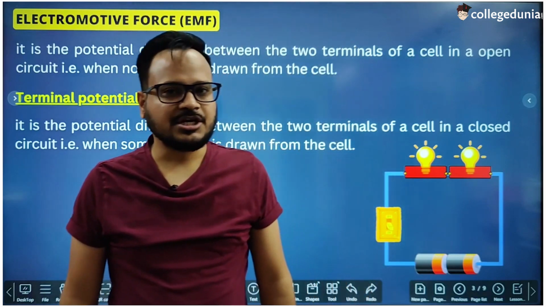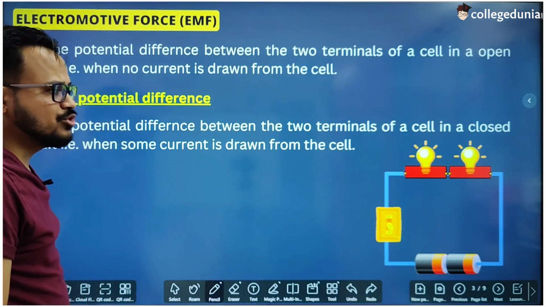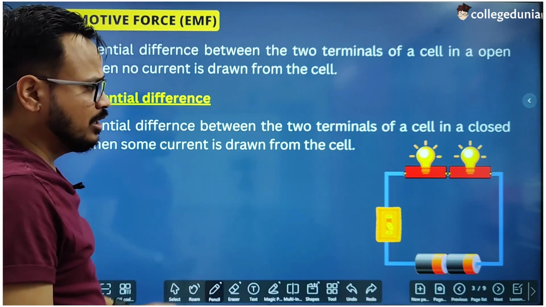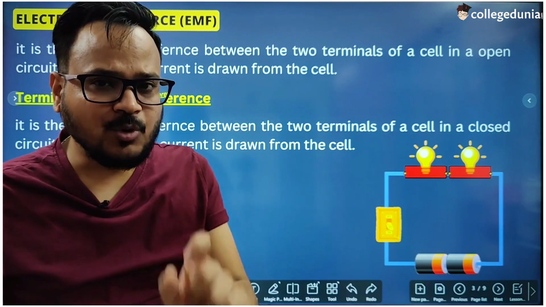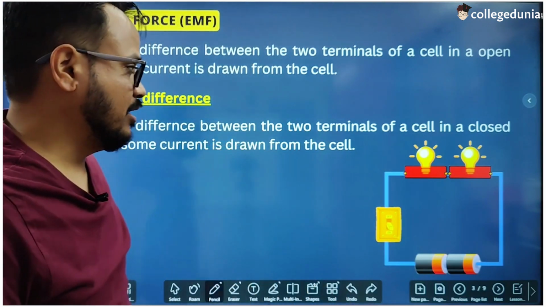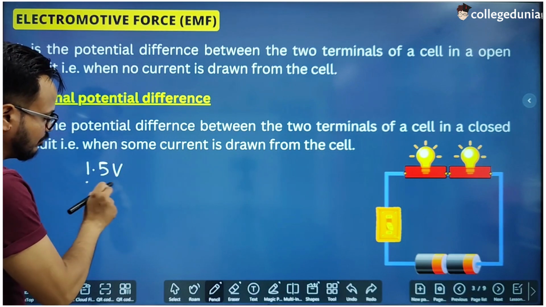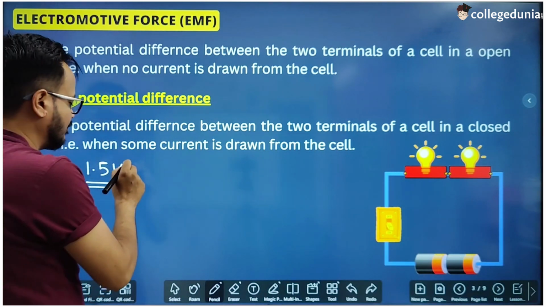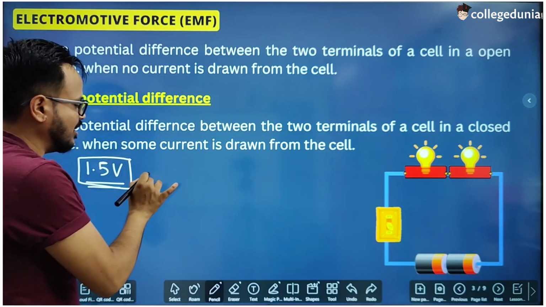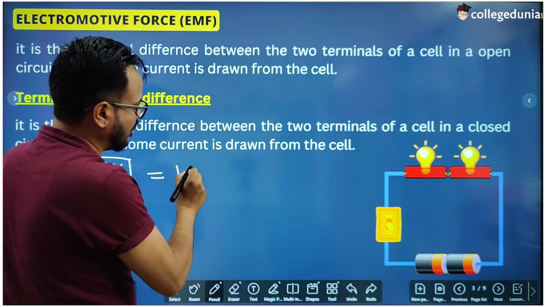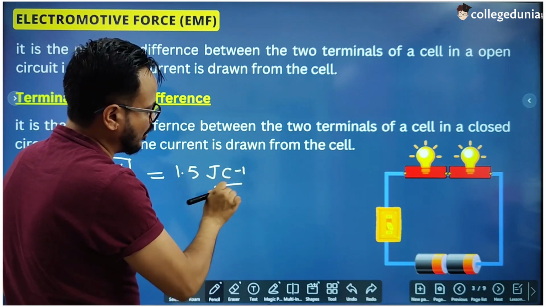What is the meaning of this statement? You all must have seen a pencil cell which you use in remote controls or toys. You must have seen the value 1.5 volt written on the cell. So if 1.5 volt is written on that cell, it means, since volt is simply joule per coulomb, we can read it as 1.5 joule per coulomb, right?